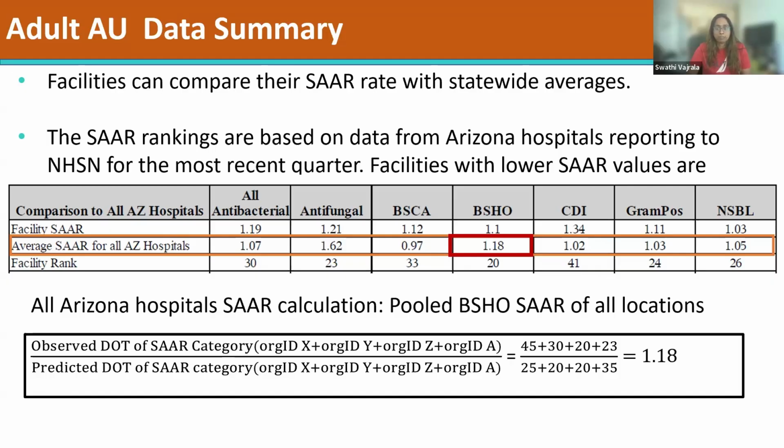Observed days of therapy across all relevant locations, including ICU, step-down, and ward, are summed and divided by the summed predicted days of therapy for those same locations. In this example, the total observed days of therapy is 118 and the predicted DOT is 100, which gives you the pooled statewide BSHO SAR of 1.18. This table helps facilities understand the comparison to all AG hospitals, and also how they rank among all the hospitals.